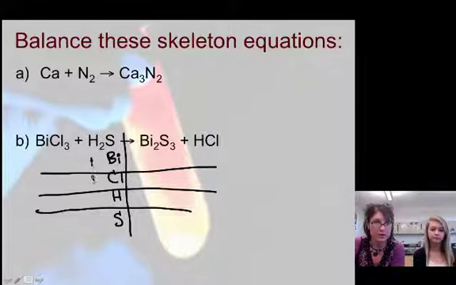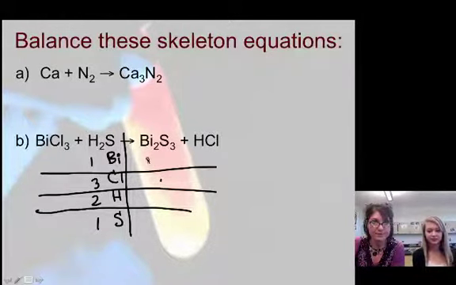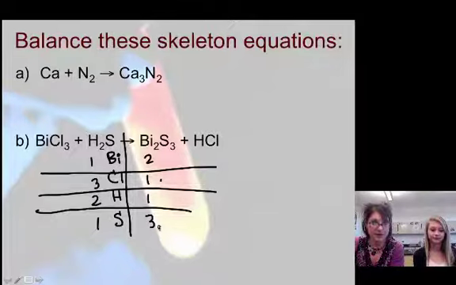Okay, 1 bismuth, 3 chlorines, 2 hydrogens, 1 sulfur. My side's done. On my side, there's 2, and then 1, and 1, and then 3. Wow, everything's a mess. Nothing is balanced. But whatever we do for chlorine has to work for hydrogen. So I'm going to use that for a clue because I have 3 chlorines and 2 hydrogens. So we'll probably have to add up to 6. Does that make sense? So let's just start with that.